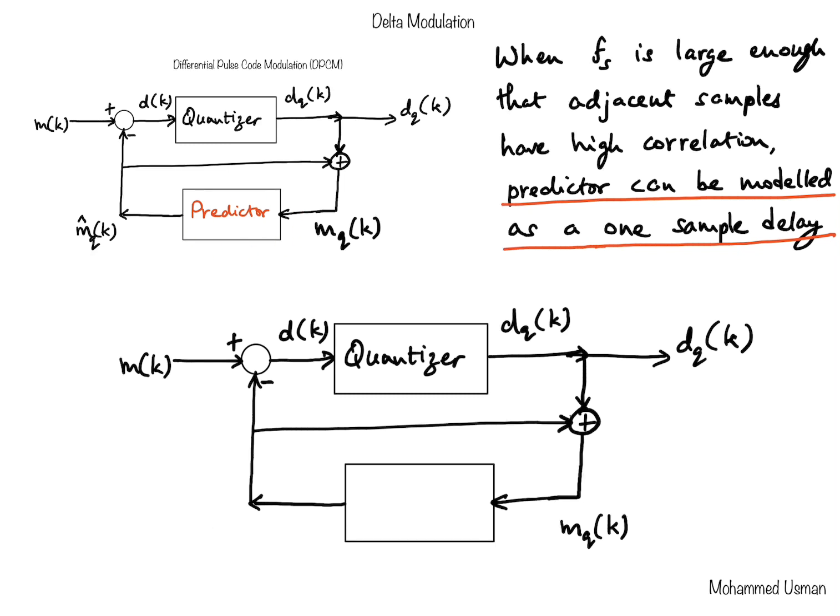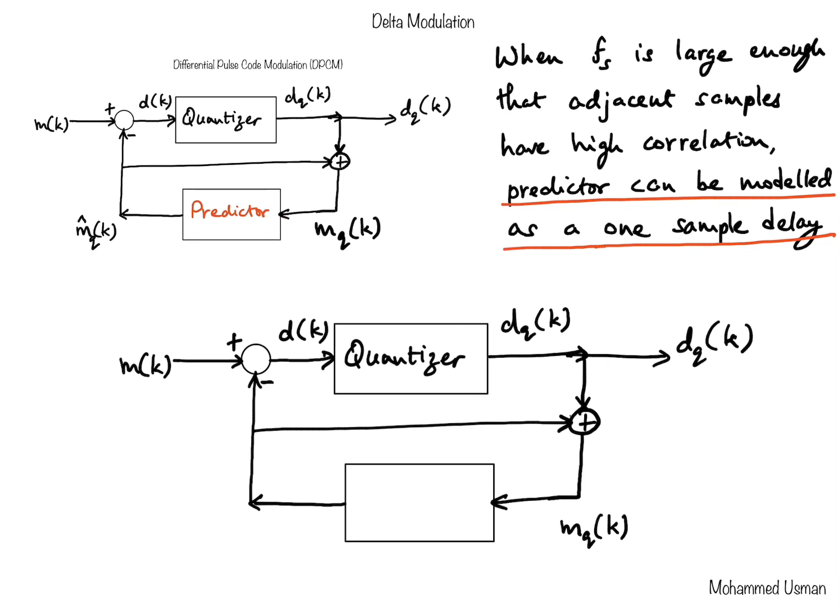Rather than having a predictor, which is a complex signal processing implementation, we can have a delay modeling the predictor, and that is possible only when the sampling rate Fs is very high, so that the adjacent samples have very strong correlation between them. So the whole idea is to replace the complex predictor with something much simpler.